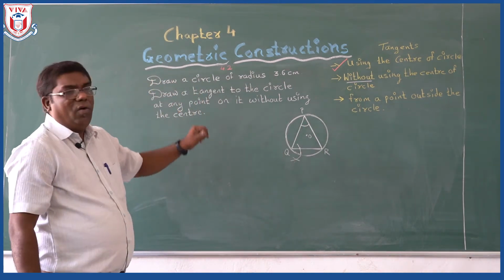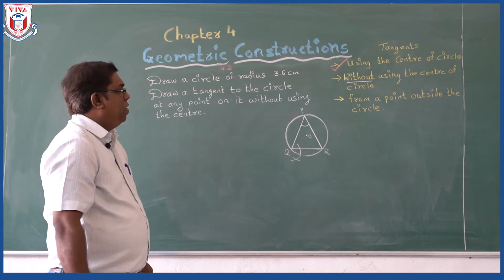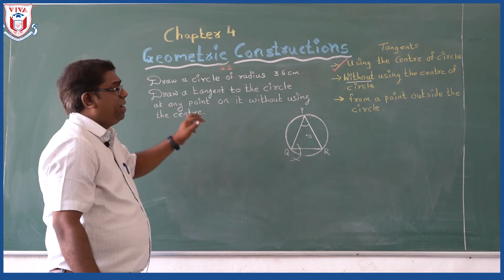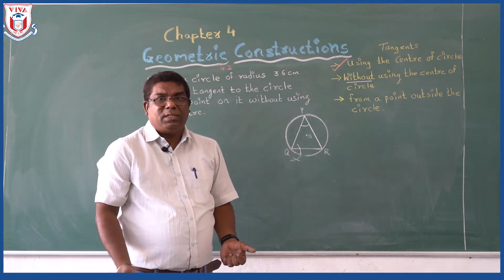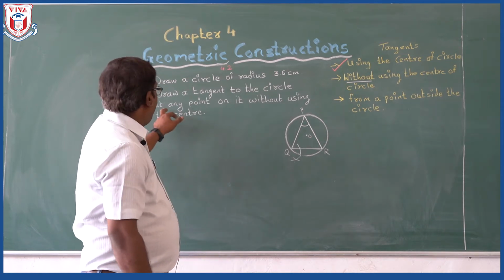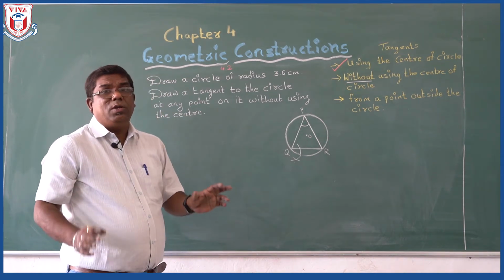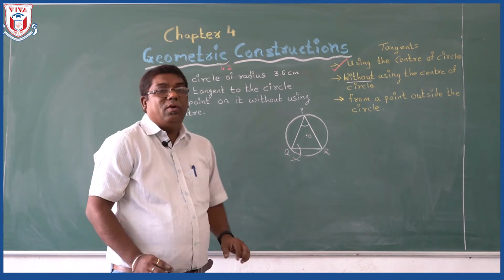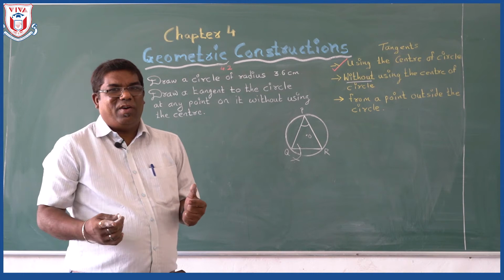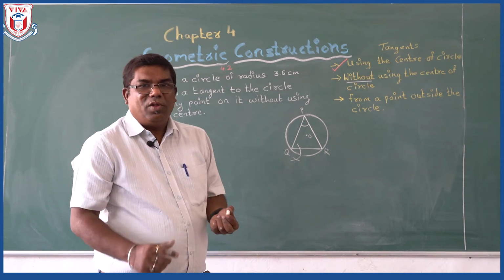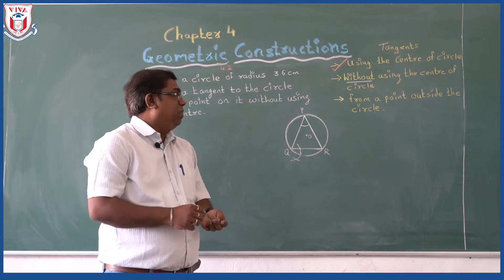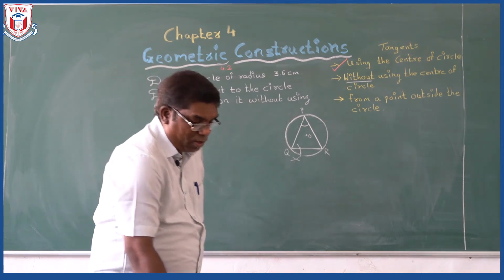Draw a circle of radius 3.6 centimeter. You are supposed to draw a circle of 3.6 centimeter. Draw a tangent to the circle. The main concept of 4.2 is only that you are supposed to draw the tangent at any point on it without using the center. They told us without using the center. For the circle, we require the compass. The center is required for a circle, not for a tangent.